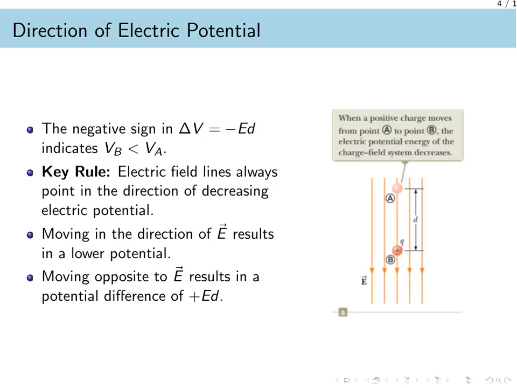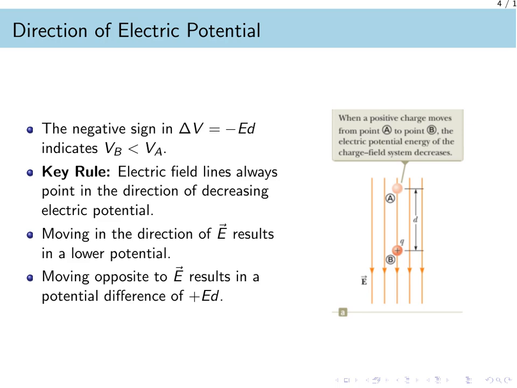The negative sign in our equation, delta V equals negative Ed, carries an important physical meaning. It tells us that the potential at point B is lower than at point A. This leads us to a fundamental rule in electromagnetism. Electric field lines always point in the direction of decreasing electric potential.